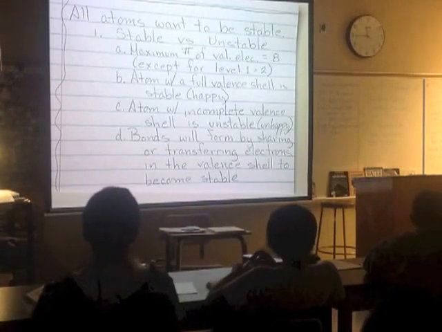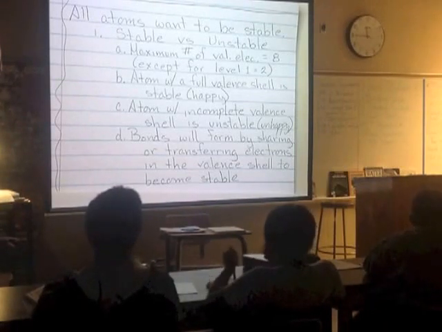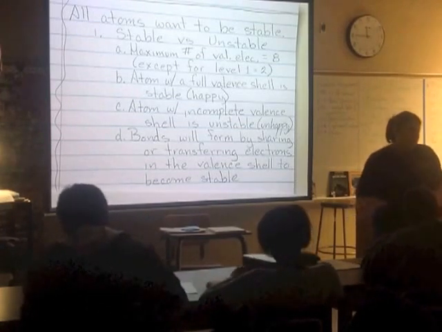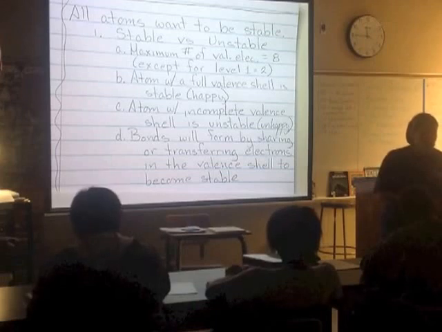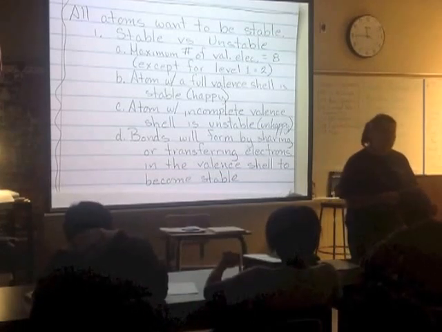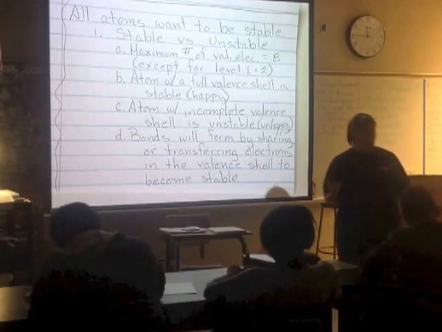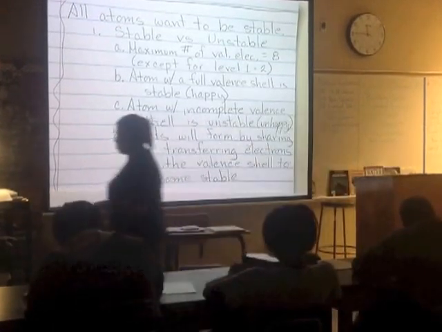An unstable atom will transfer electrons in its valence shell. That's a good one too, because it's transferring because it's not stable, right? So now let's look at how that transfer occurs. There are 3 types of bonding which we're going to look at.